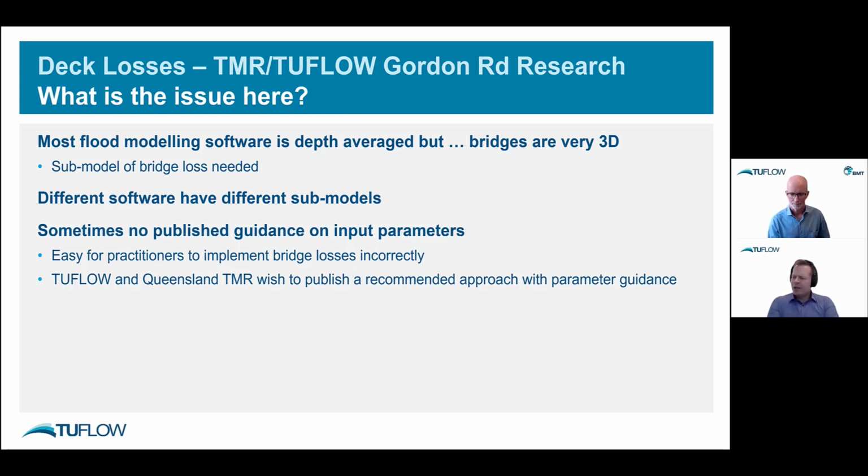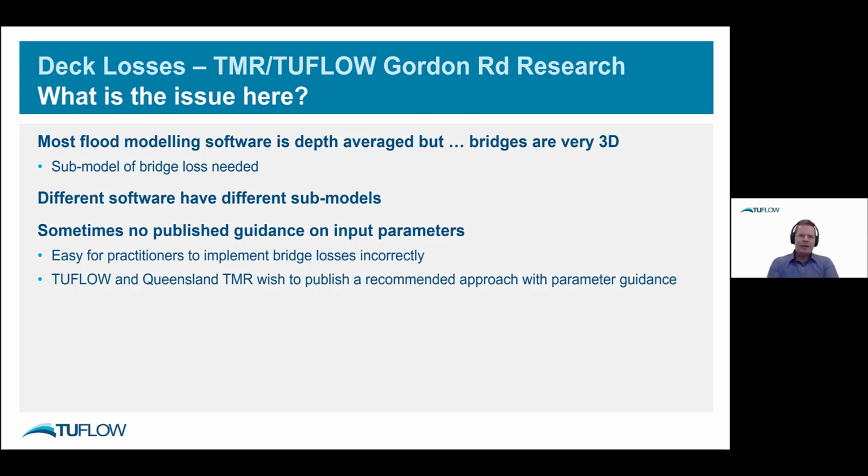But what Queensland Department of Transport and Main Roads have recognised, and probably everyone in the industry knows, is that different software have got different submodels. In many situations, there's very little published guidance on what the input parameters should be for those submodels. What that effectively means is that when people build a flood model and they choose a software package and they set up their submodel for the bridge, it's very easy to get it wrong. And unless you've got some industry experience behind you or some calibration data, you can end up with a model that's terribly wrong and just not realize it.